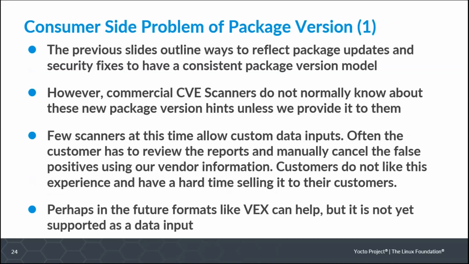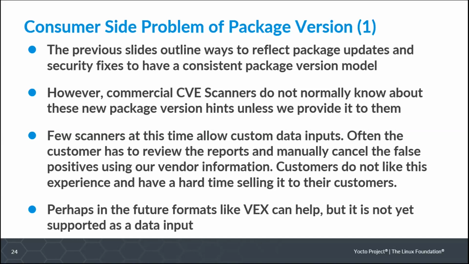So going on, here's the other side. The first one is to propose how you can fix it on the production side, the supply side. We can have clean package versions that would apply, where, again, the PV is set by the upstream, the PR by the Yocto Project, and the vendor ID by the vendors. How do we get this information to the CVE scanners in the world?